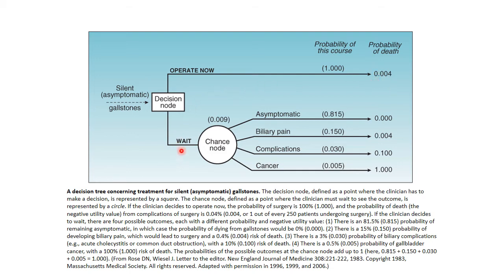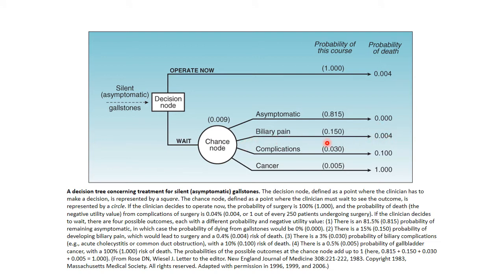Now, if you decide to wait, you go to the chance node, where your patients may undergo several different courses. Notice that when you're at one of these nodes, all of the different options should add up to 1. So the patient is going to go one of these directions. The majority of them, 81.5%, are probably going to remain asymptomatic, and if they're asymptomatic, they're not going to die from that. Some of them, about 15%, are going to develop biliary pain.